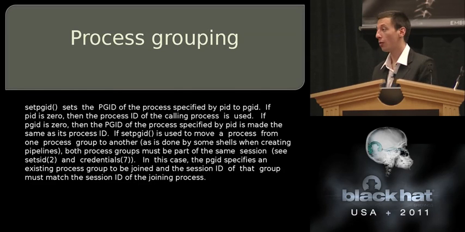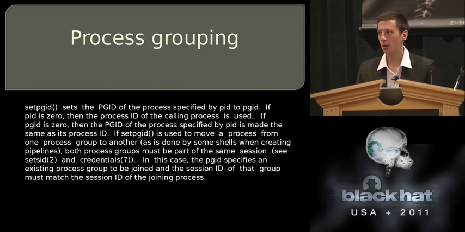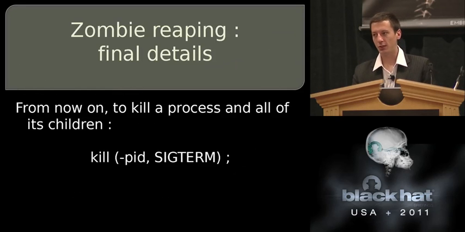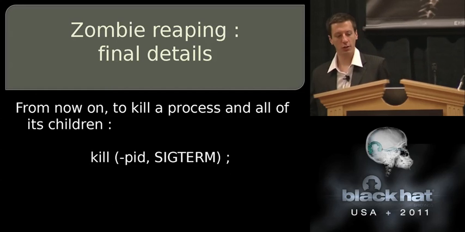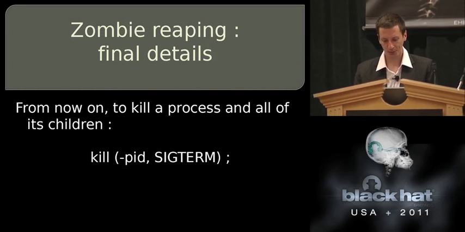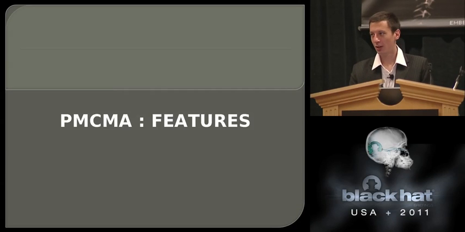So to kill all the zombies, we use something called process grouping. Maybe it's not too well known, but it's a standard Linux system call. The methodology is exactly the same as injecting the fork shellcode, only we inject a different shellcode. You guys survived? Now we go for the fun stuff.